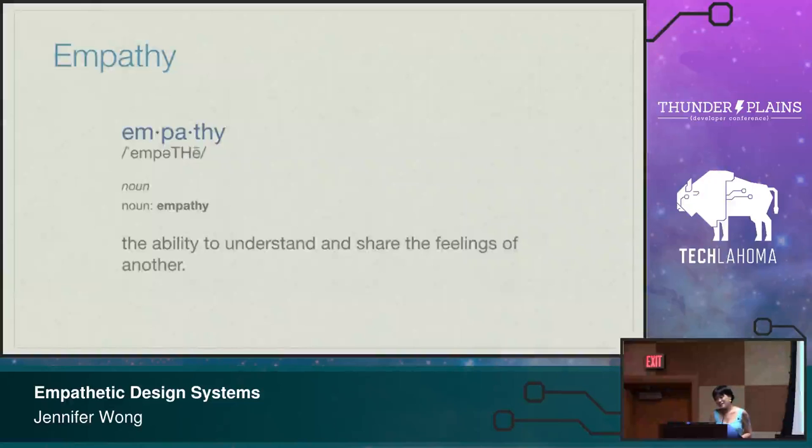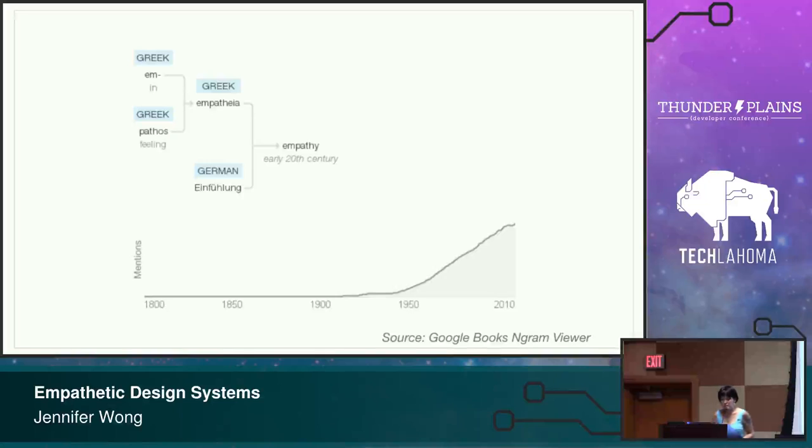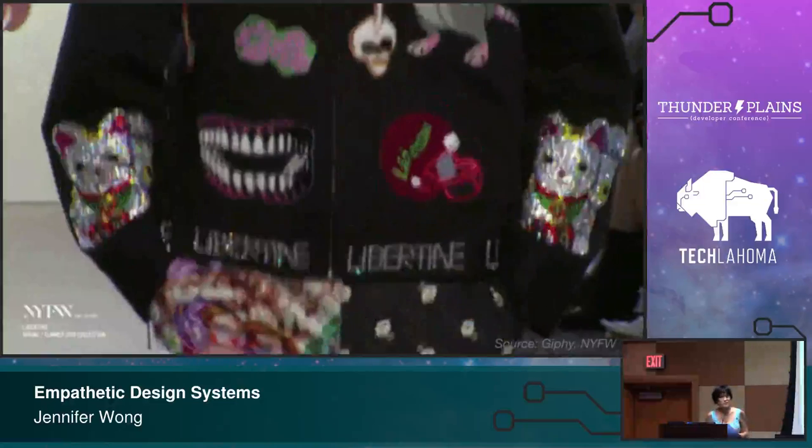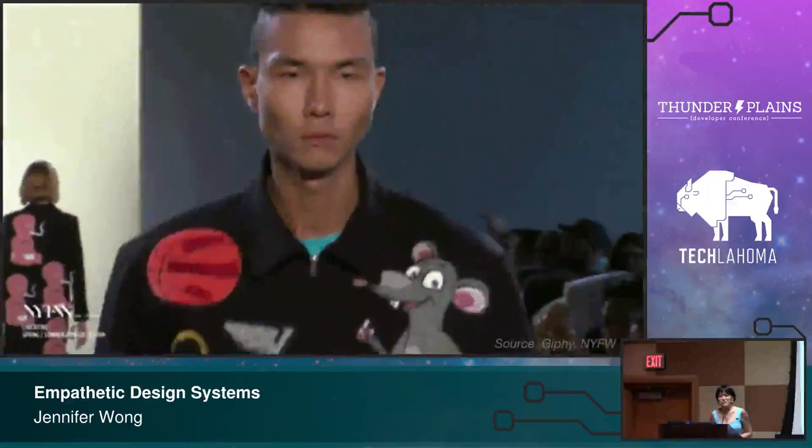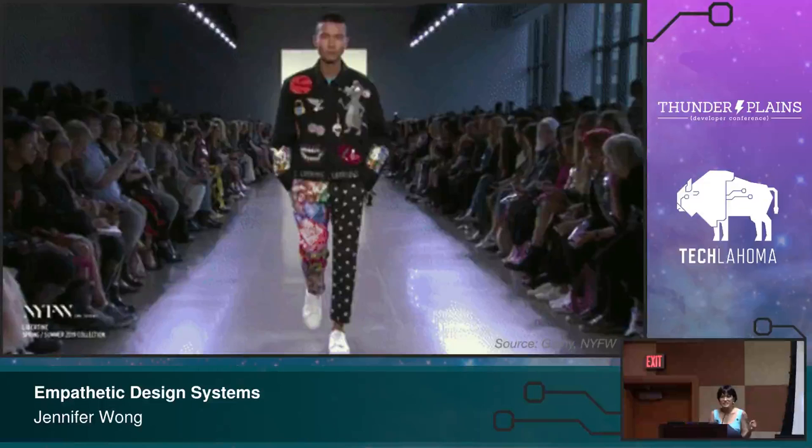So empathy is actually, the definition is the ability to understand and share the feelings of another. If you look up the definition, the word empathy comes from the words em and pathos in Greek, which means to be in feeling. And you can see from the Google Books Ngram viewer that the use of the word empathy has gone up in the past like 70 years or so, which is kind of interesting. We're super into, just like design systems, we're super into empathy as well. Empathy design systems, super trendy.